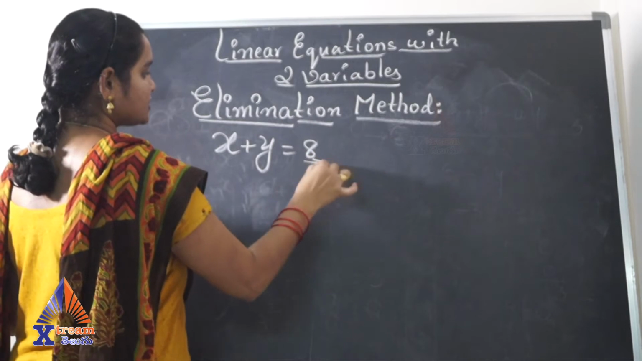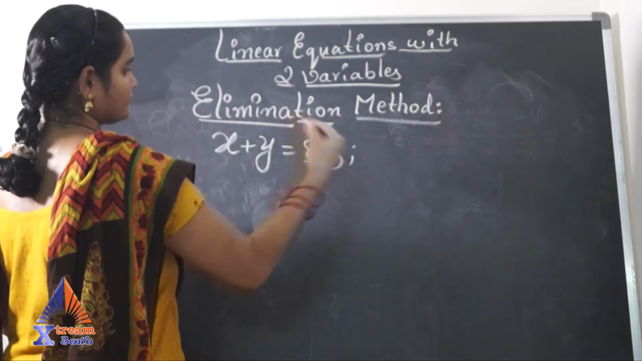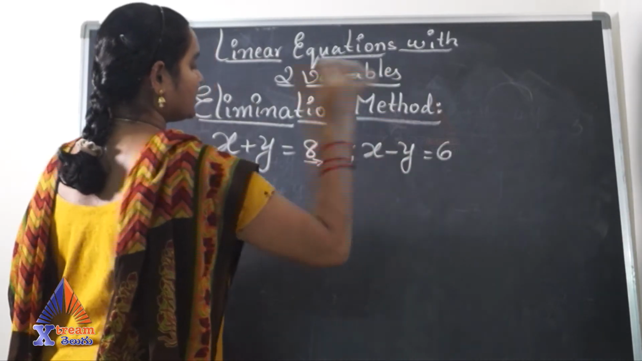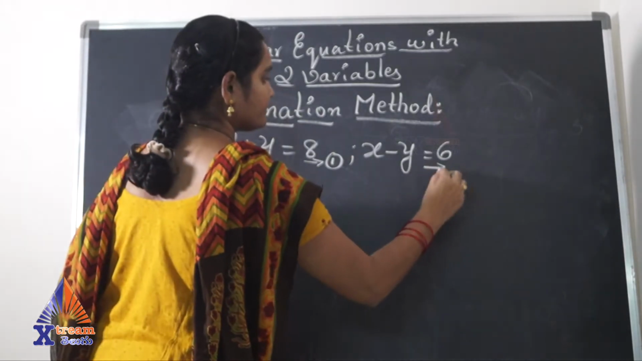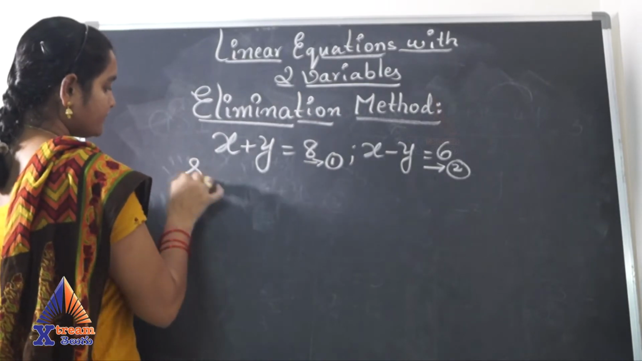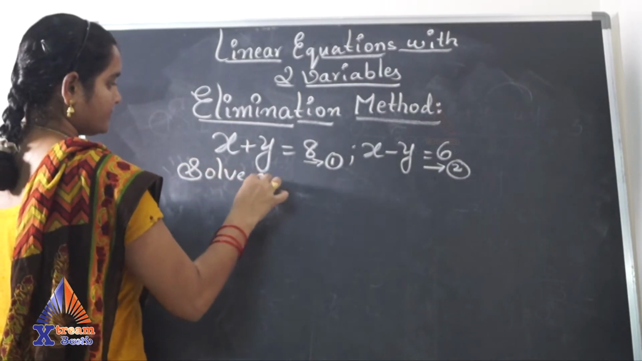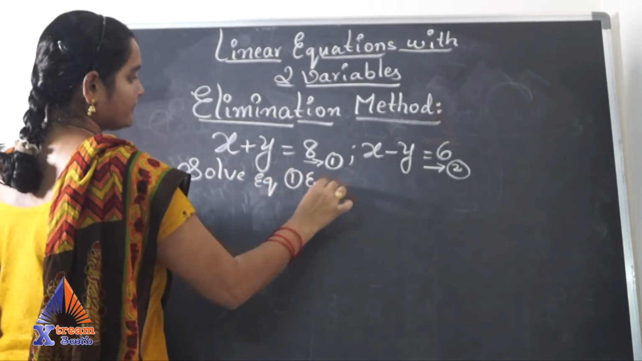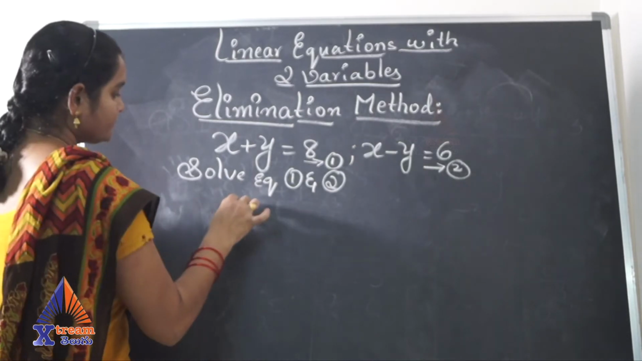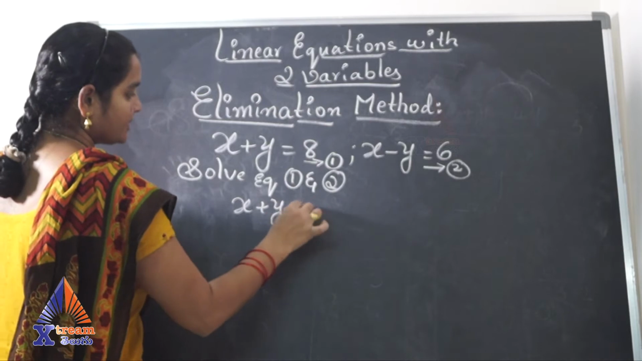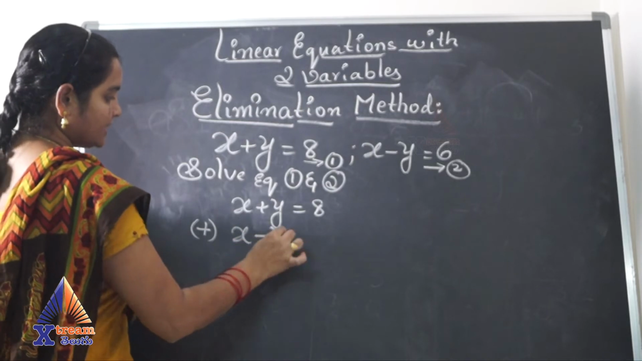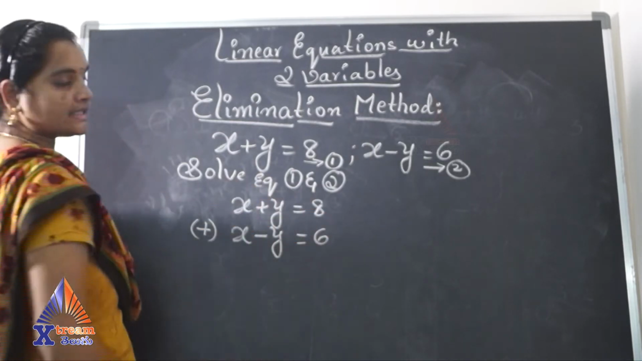Let's take this as equation 1. Let's take this as equation 2. Now, we'll solve equations 1 and 2. We will add. So, x plus y is equal to 8 is added to x minus y is equal to 6.